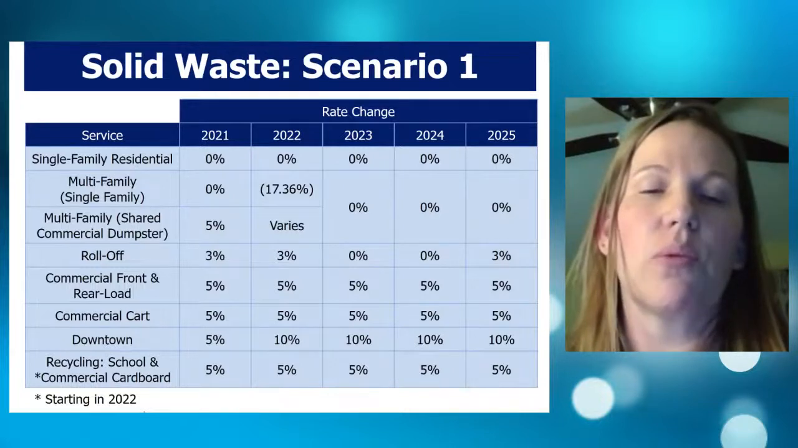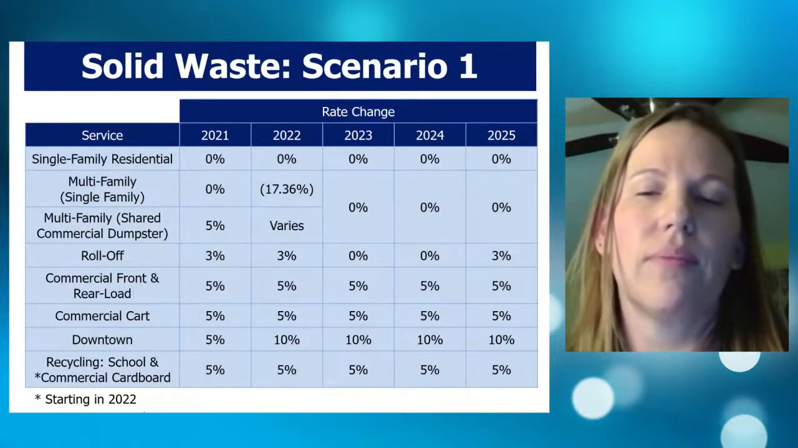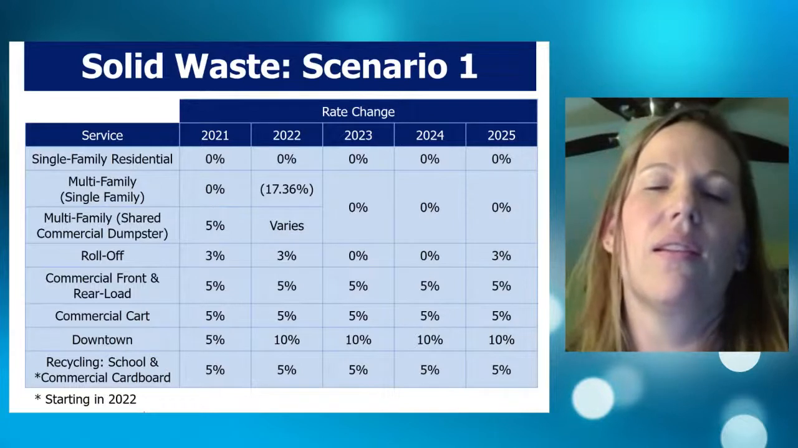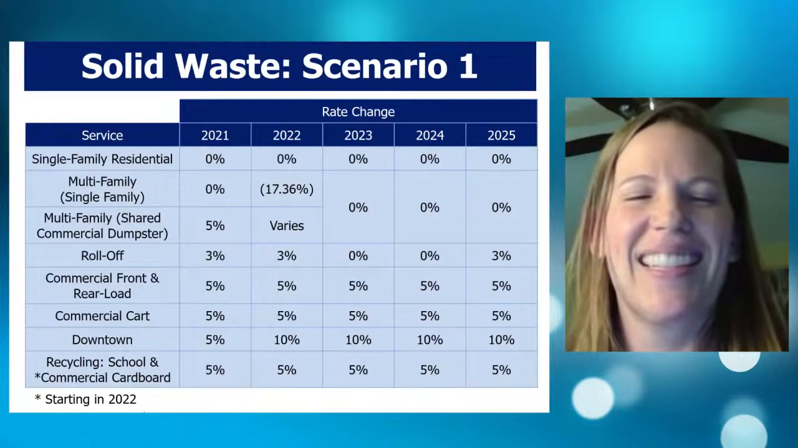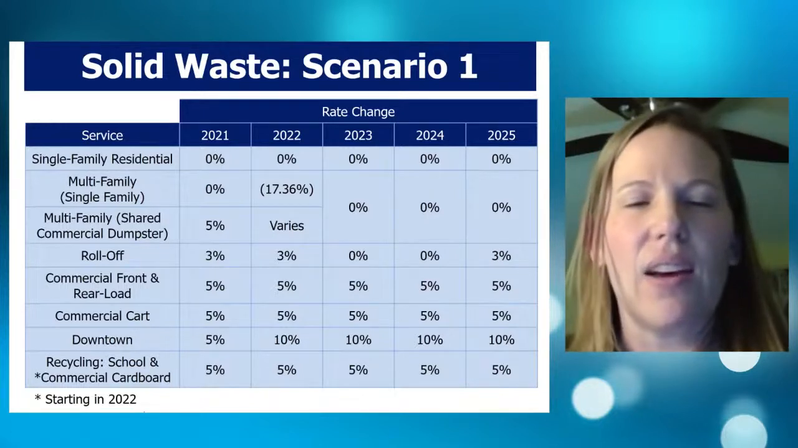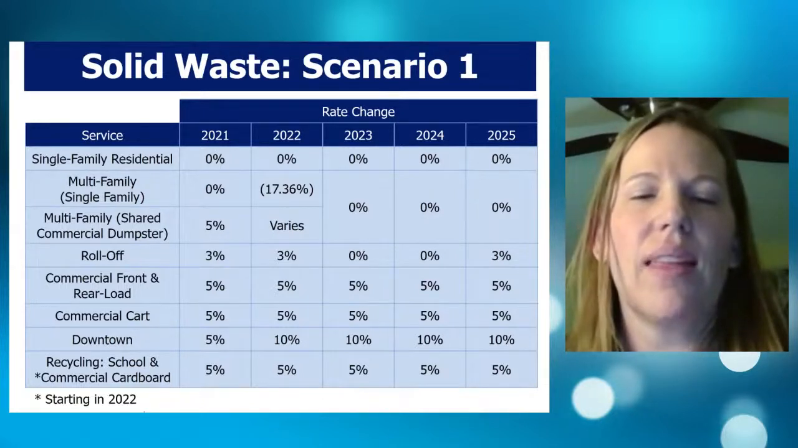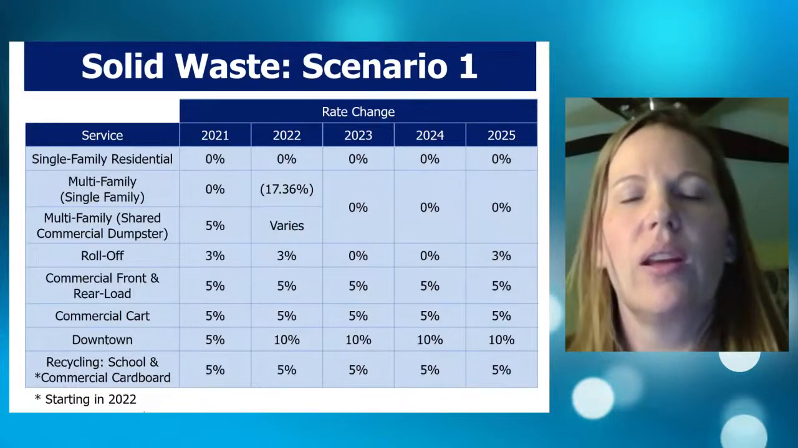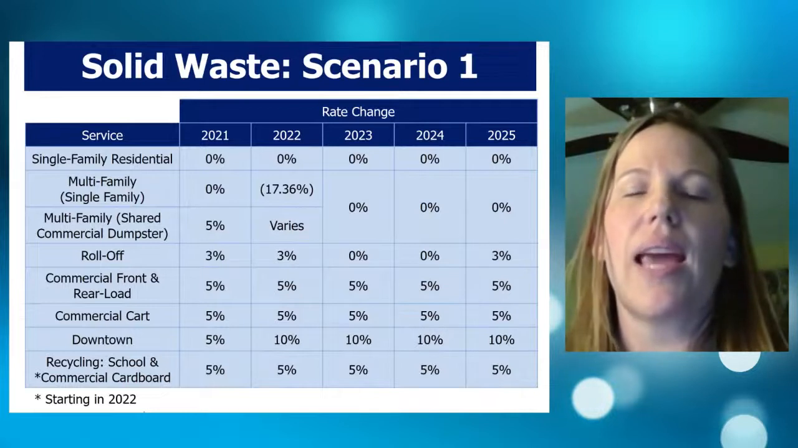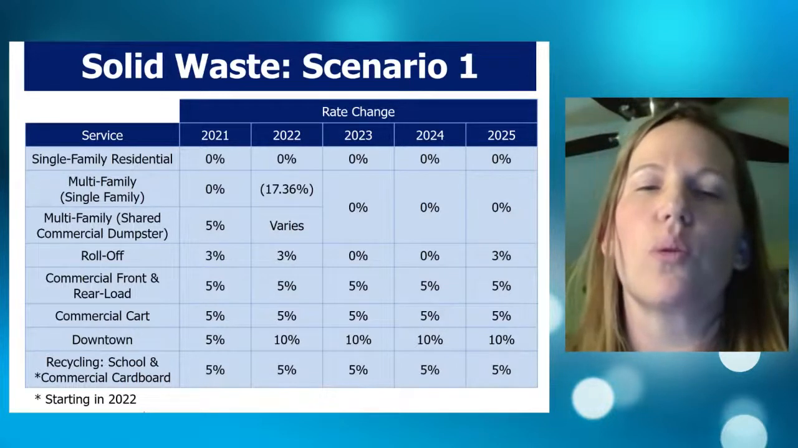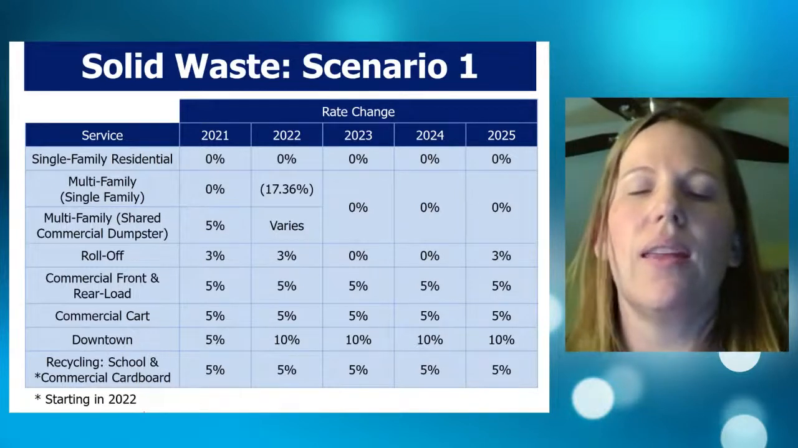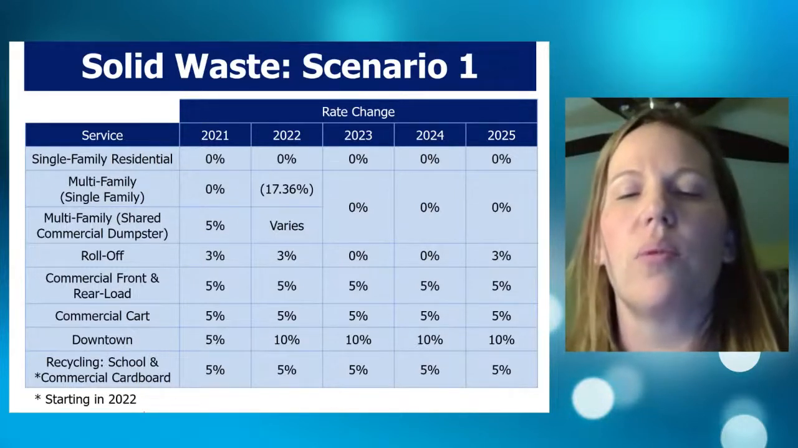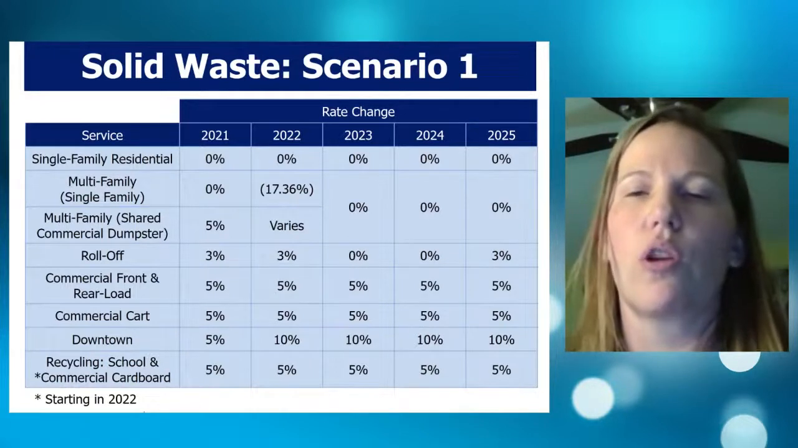The downtown rates would be 5% in 2021 and 10% in 2022 through 25. And then finally, recycling, that is school and commercial cardboard. Just note that commercial cardboard isn't being added until 2022. So in 2021 it is just the school recycling rate, which would be 5%. And then in 2022, that would be a 5% increase for both school and commercial cardboard.